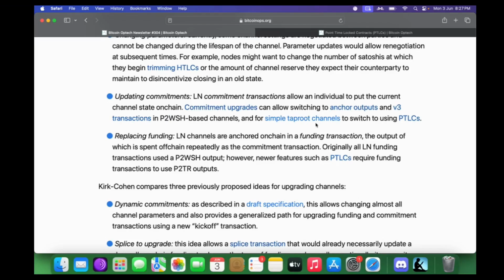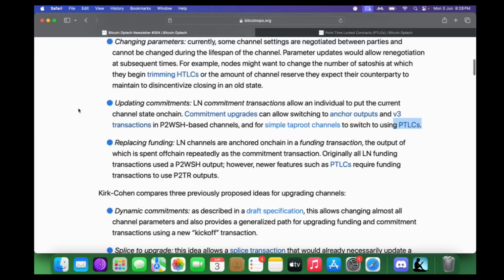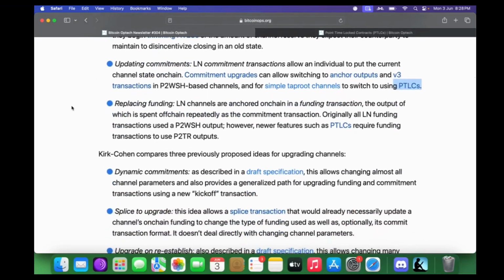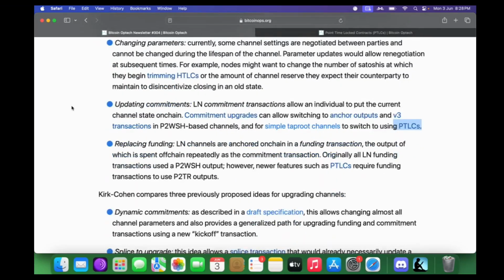If you don't have PTLCs, during the life cycle of the channel you can upgrade to PTLCs. So these are a couple of use cases of allowing Lightning channel partners to update their commitment transactions during the life cycle of the channel without having to close it. You can do things like adding anchor outputs or switching to PTLCs without closing the channel. So we've covered changing parameters and updating commitments. Any questions, thoughts or insights regarding these two before we move ahead?